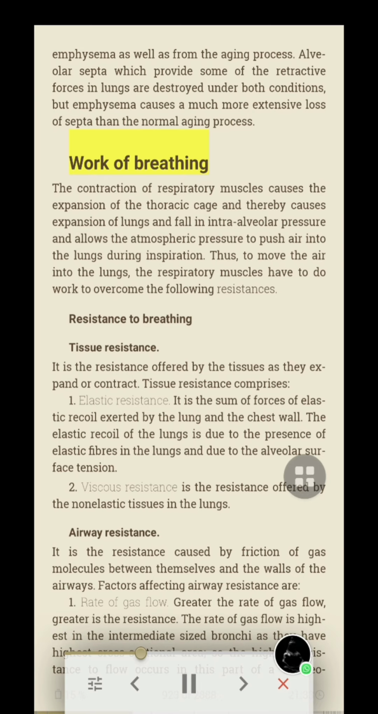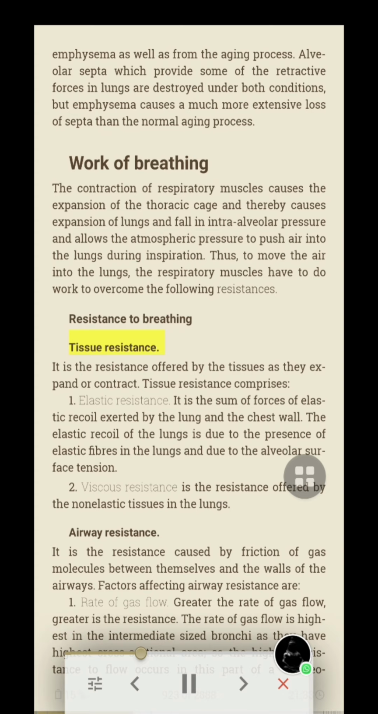Work of breathing. The contraction of respiratory muscles causes the expansion of the thoracic cage and thereby causes expansion of lungs and a fall in intra-alveolar pressure, and allows the atmospheric pressure to push air into the lungs during inspiration. Thus, to move the air into the lungs, the respiratory muscles have to do work to overcome the following resistances.